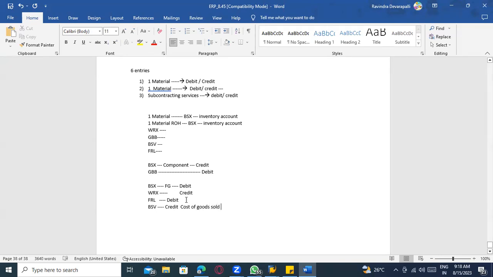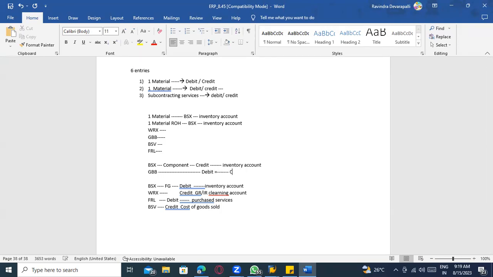And this is for purchase services. And this is for the GRIR clearing account. Then this is the inventory account. The BSX is the inventory account, and GBB is the consumption account.